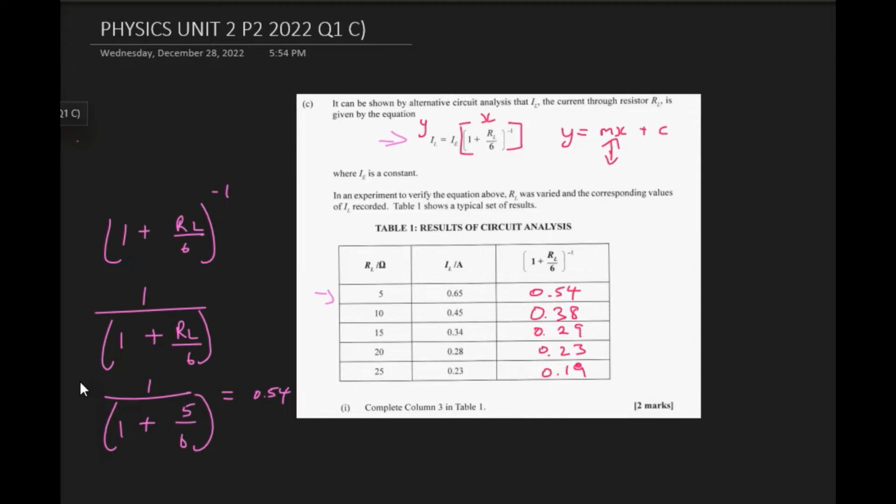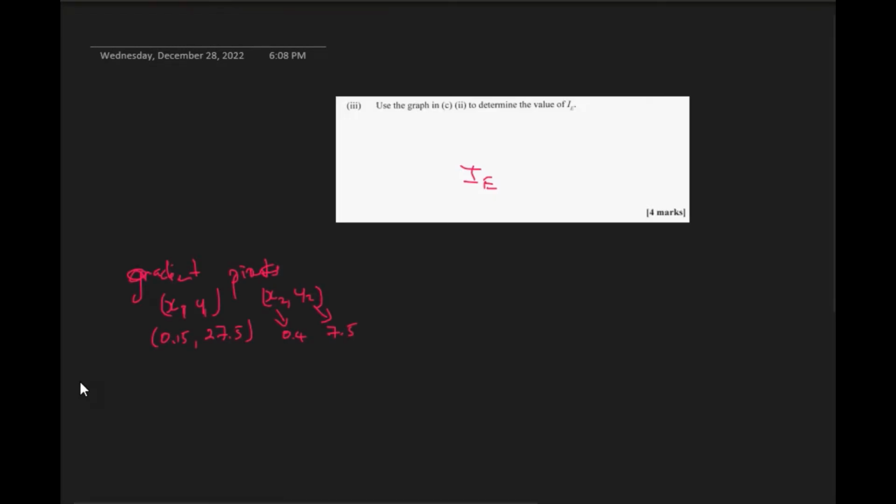So this now tells me that automatically, if I calculate my gradient, which I'm going to do right now, it's going to give me the exact value of what the IE value should be, which is a constant value. Yes, so let's go right ahead. Typically, how we find the gradient, you can use rise over run, but we normally say y2 minus y1 divided by x2 minus x1. I have the points laid out here already.